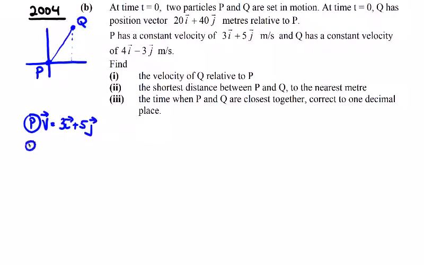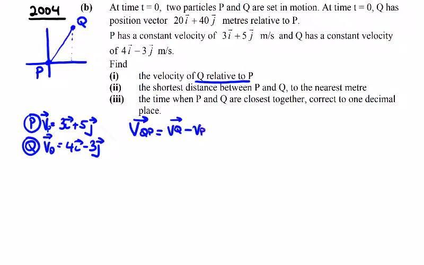And Q has constant velocity of, put my P and Q in, 4i minus 3j. And we are asked to find the velocity of Q relative to P. So the velocity of Q relative to P is the velocity of Q minus the velocity of P. So that's going to be equal to 4i minus 3j. Then we're going to have minus the other two, minus 3i minus 5j.